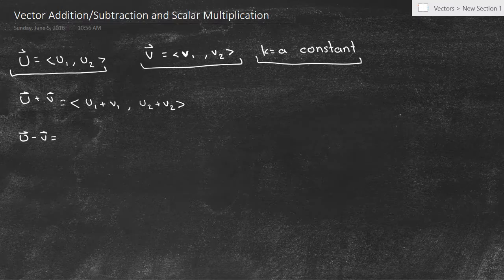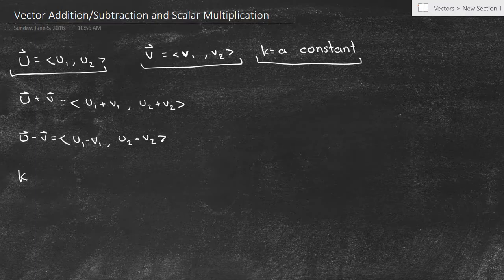And now let's try u minus v. It's going to follow the same pattern. It's going to be exactly what you think. It's going to be u1 minus v1, and then u2 minus v2. That's not too bad.